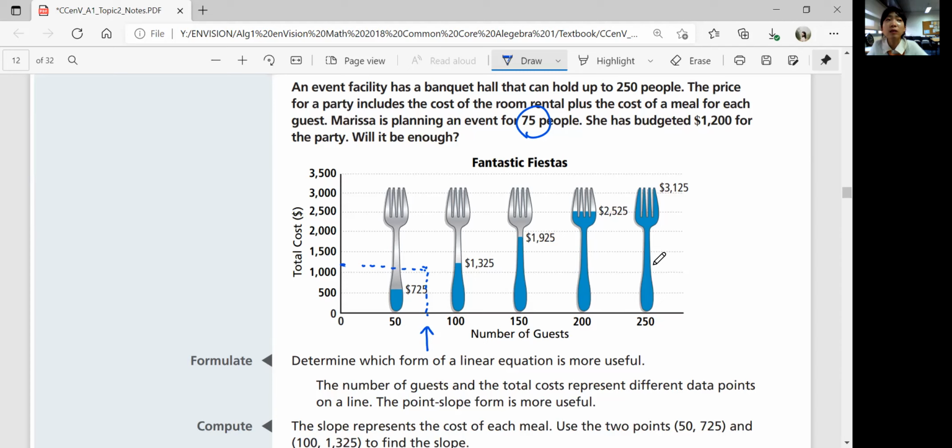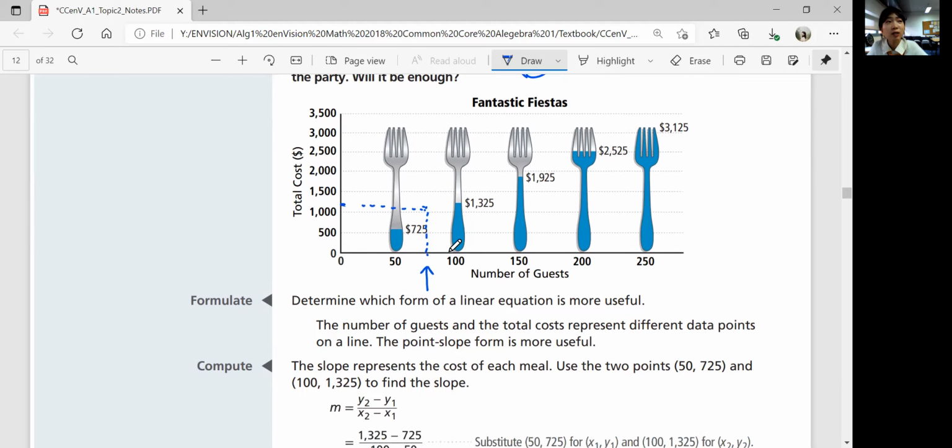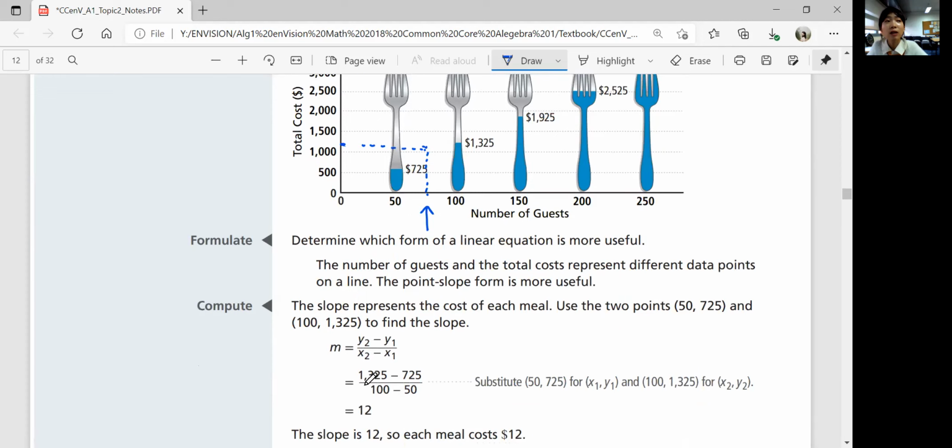First, look at the slope. The slope represents the cost of each meal. Use the two points, (50, 725) and (100, 1325), to find the slope. 1,325 minus 725, those are the y values of the points, over 100 minus 50, those are the x values. It simplifies to 12. The slope is 12, so for every additional guest, the total cost increases by $12. So each meal costs $12.